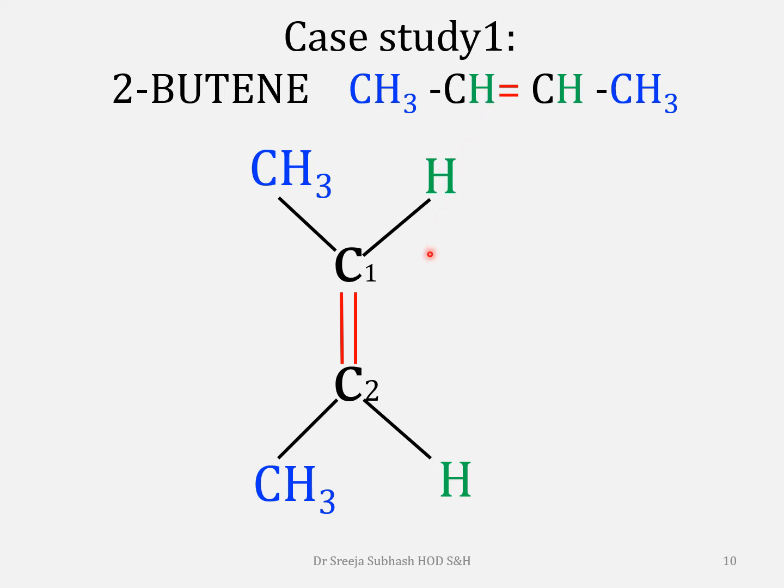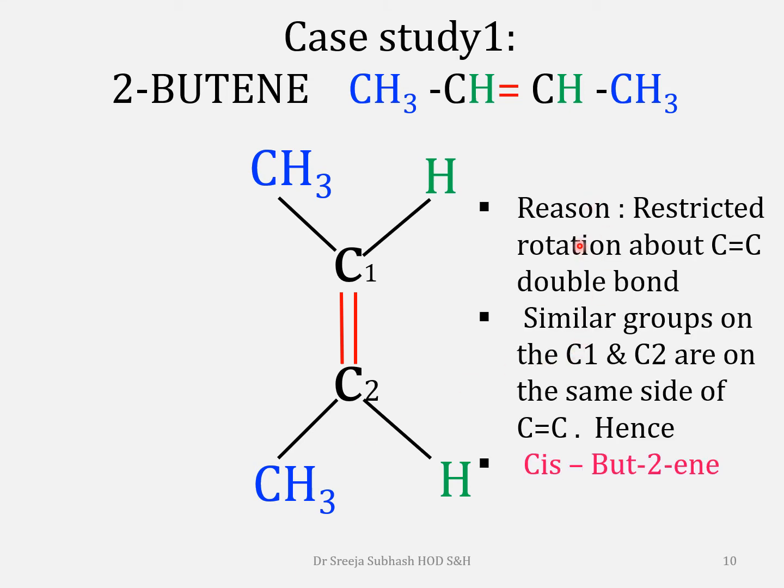The color code I have given so that the picture is more clear to you. Now please have a look. Similar groups CH3 are there. Restricted rotation is there because of the double bond, and here also similar groups. So here similar groups are arranged on the same side of the double bond, and this is a cis isomer. This is how you answer. This compound exhibits geometrical isomerism. The reason for that is restricted rotation about the C=C double bond. Now, since similar groups are there on the C1 and C2 doubly bonded carbon atoms on the same side, it is the cis isomer. Okay, so this is the pattern in which you should be answering your question.